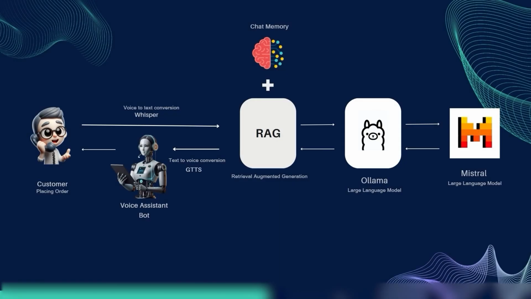So guys, that was the highlight from the demo. So we are going to learn this whole pipeline from the scratch. In this use case, what is happening is the customer is basically placing the order using voice. The voice is basically converting into the textual data using the Whisper model.